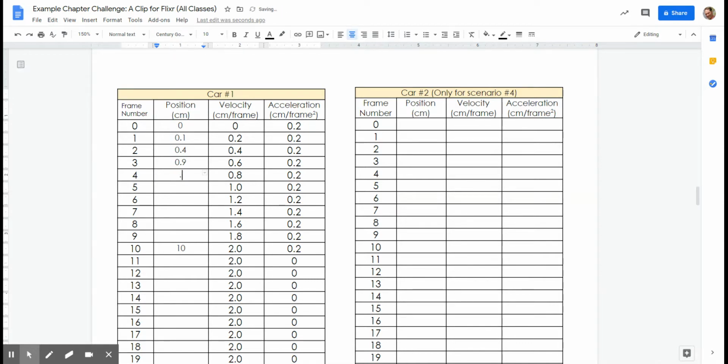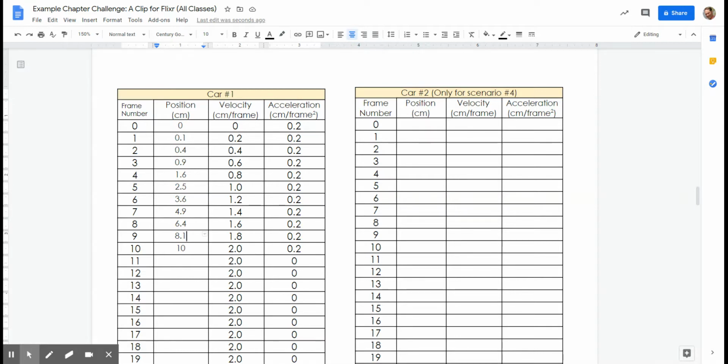All right, let's look. 0.5 times 0.2 times 4 squared. So 0.5 times 0.2 is 0.1. 4 squared is 16. And 16 times 0.1 is 1.6. Now we've got 2.5, 3.6, 4.9, 6.4. I'm just taking the frame number, squaring it, and multiplying by 0.1. And there we are. And by the way, 10 squared times 0.1 does give us 10.